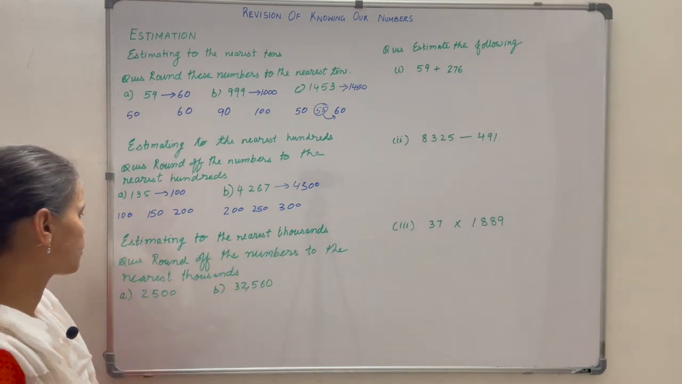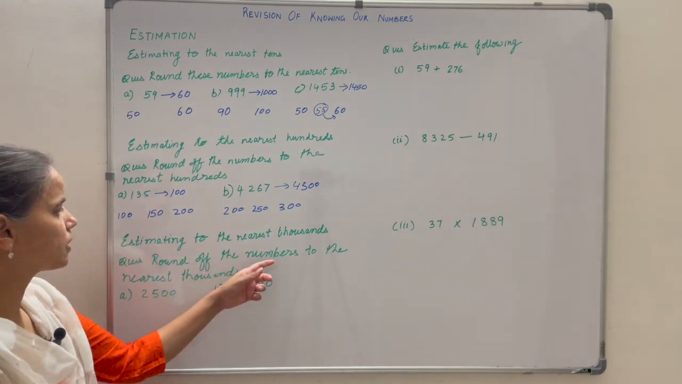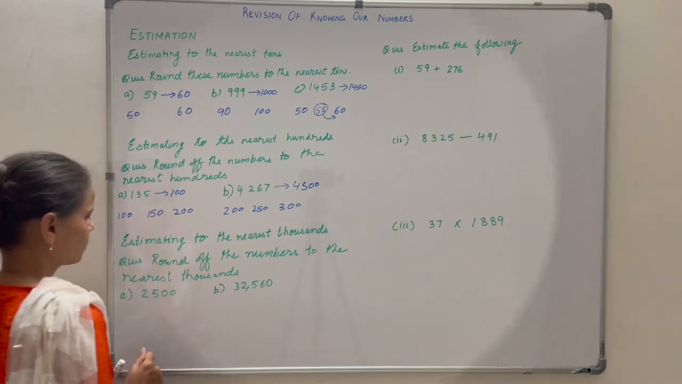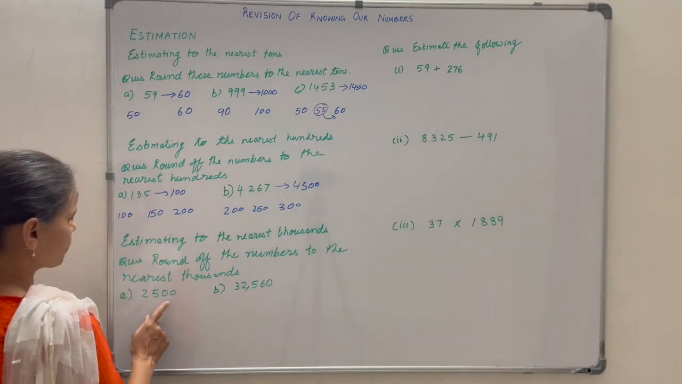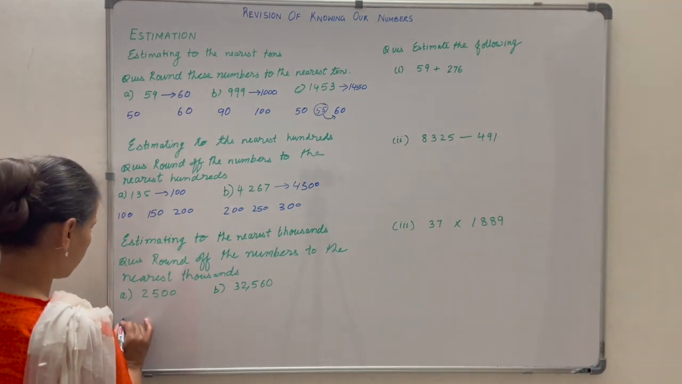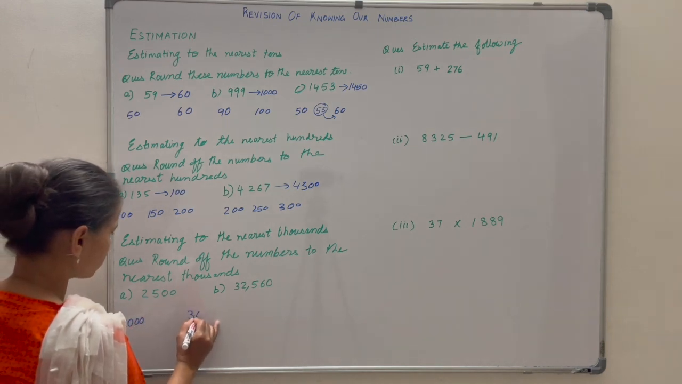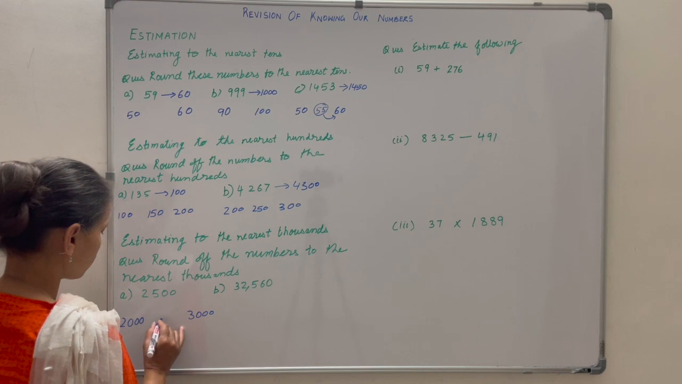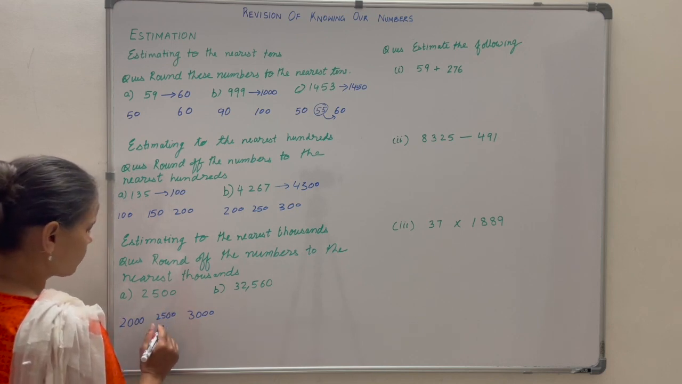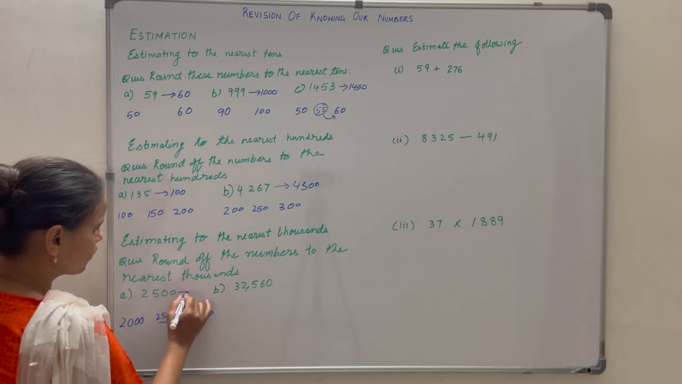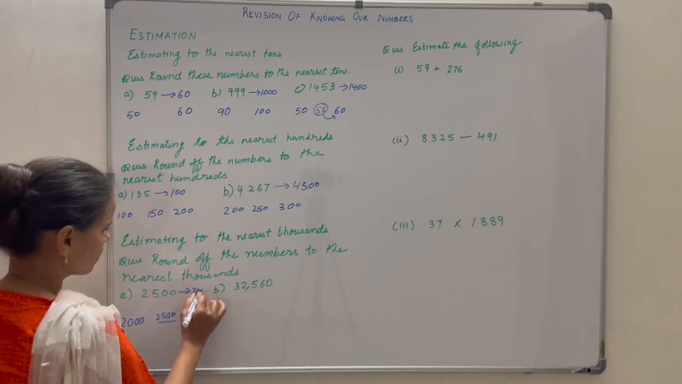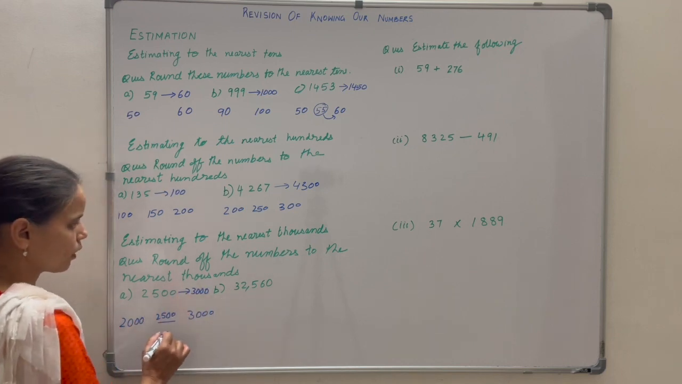Estimating to nearest thousands. Round off the numbers to the nearest thousands. So 2500. It lies between 2000 and 3000 and the mid value is 2500. So mid value is rounded off to 3000 here. So this is rounded off to 3000.